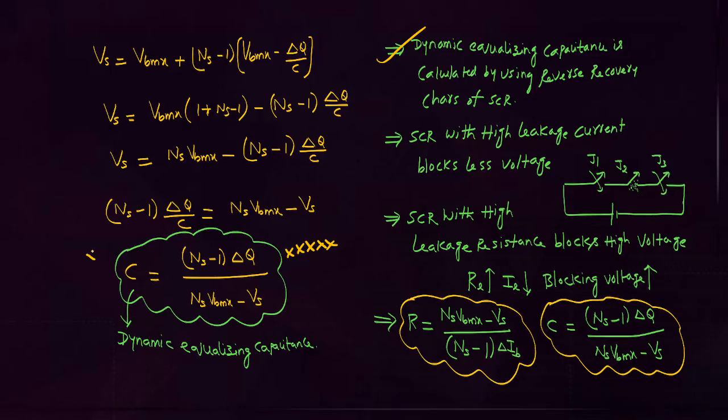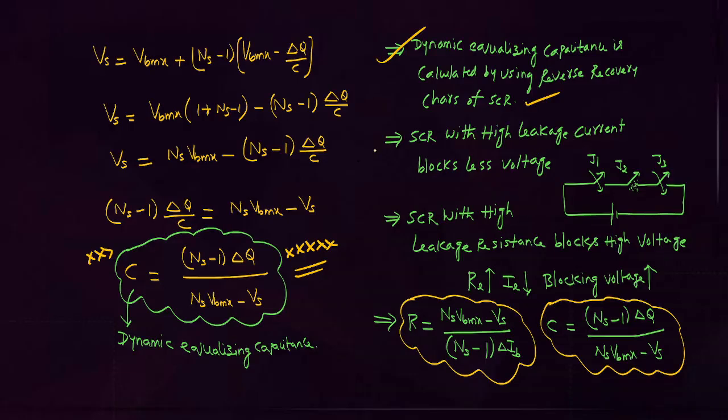Then what is the dynamic equalizing capacitance? Ns minus 1 into delta Q by Ns into VBMX. Sir, whatever the five-star I have given, that point only how to know. For the time being, I am not giving all of it. This is a quick revision. No need of all; these are derivation points. Ns minus 1 into delta Q by Ns into VBMX. This point mainly. Then the dynamic equalizing capacitance is calculated by using reverse recovery characteristics.